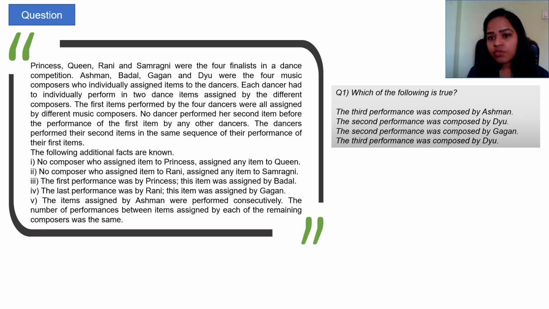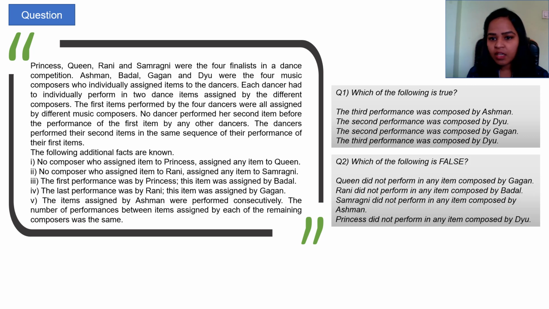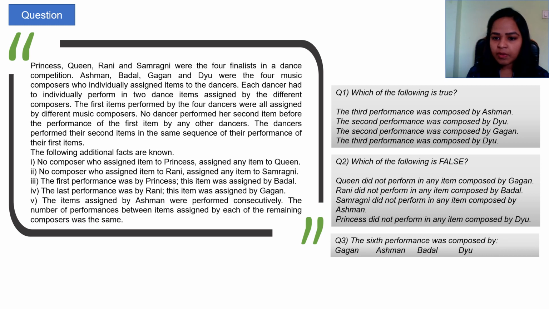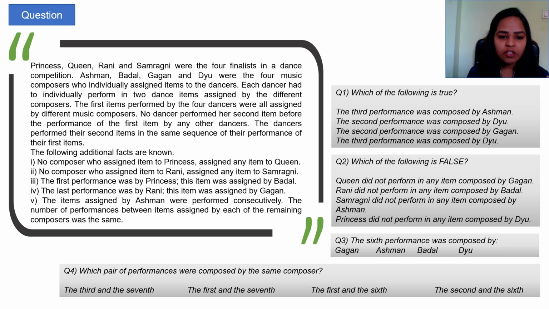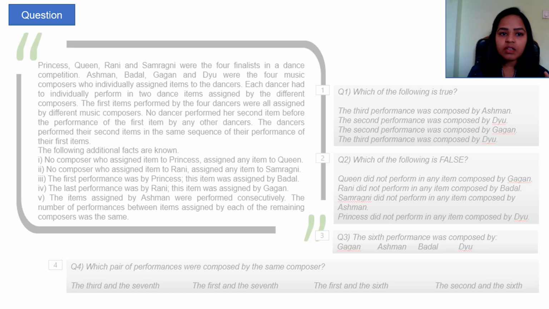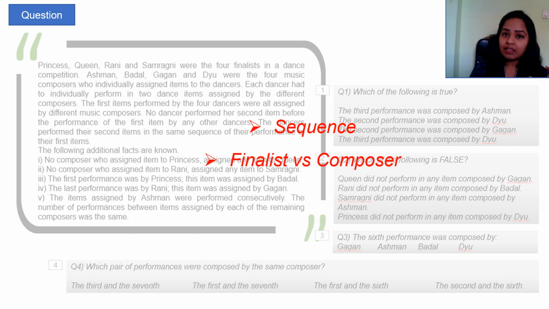Which of the following is true? So they're talking something about the number of the performance and it was composed by whom. Then which of the following is false? Again they are saying so and so did not perform in any item composed by so and so. Then the sixth performance was composed by whom? Then which pair of performances were composed by the same composer? So from looking at these questions we understand that they're trying to ask something about the sequence of the events, and you should also know who is the finalist and who is the composer for that particular finalist in the sequence.